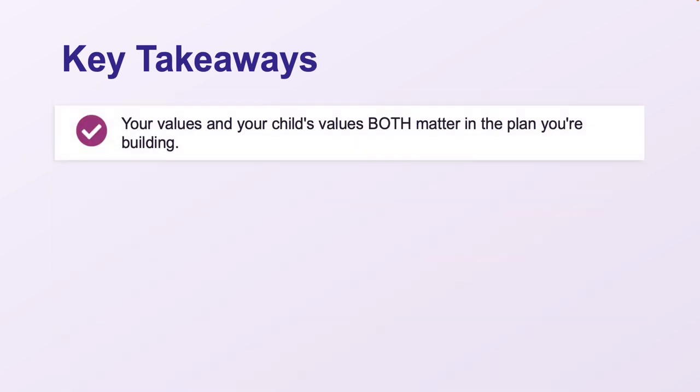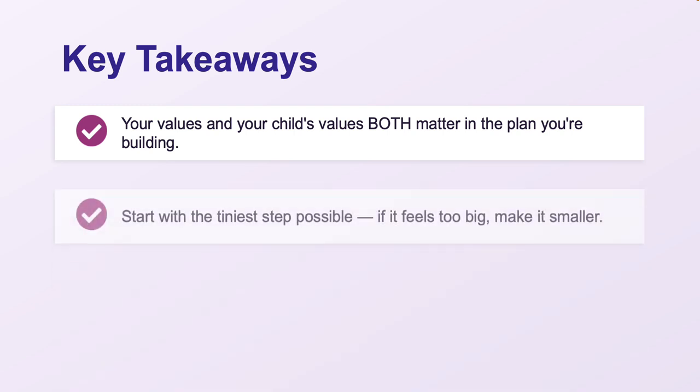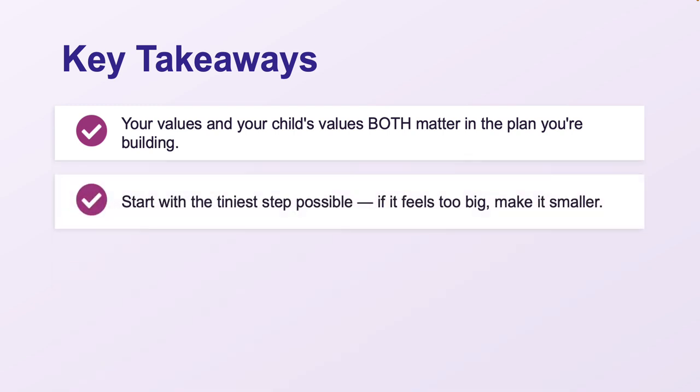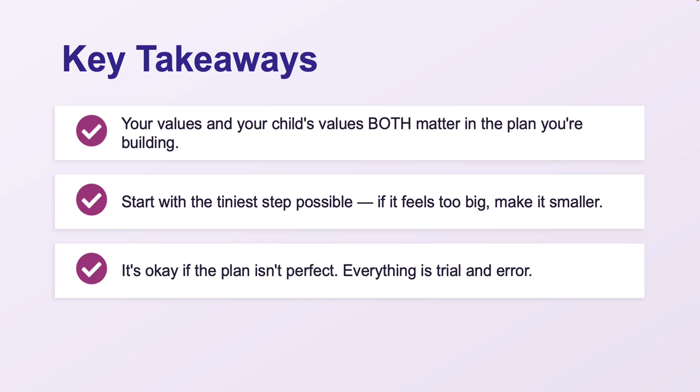So your values and your child's values both matter in the plan that you are building, and both your voices, including your child's, should be heard in those. Start with the tiniest step possible. If it feels too big, make that step even smaller. It doesn't have to be huge, sweeping changes. Change can happen over time if you're doing tiny little things at a time to build up that success of practicing those new wanted behaviors and values.